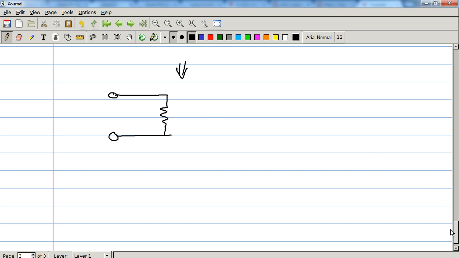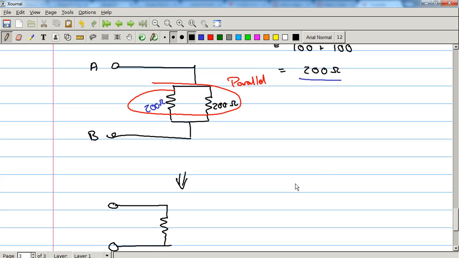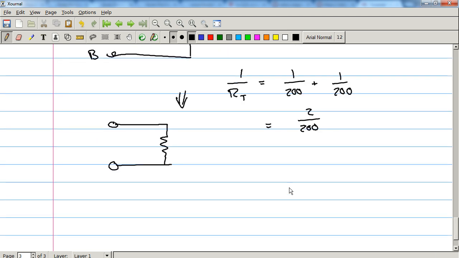And so what is this? These two resistors are in parallel. So 1 over RT equals 1 over 200 plus 1 over 200, which is 2 over 200, which is just 1 over RT is 1 over 100, and we flip. RT is just 100 ohms. And there we go. So this is just a 100 ohm resistor.